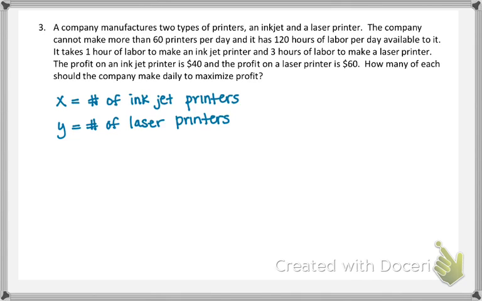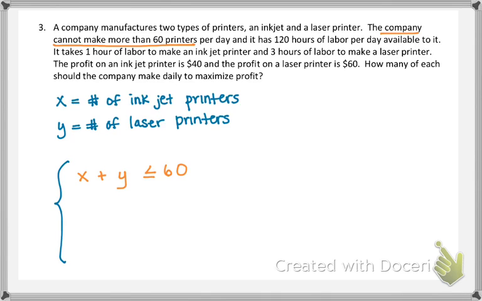Okay, so now again, let's figure out what we are restricted by. What are our constraints? Okay, the first one looks like the company can make no more than 60 total printers a day. So the total number of printers, that would be all the inkjet printers, x, plus all the laser printers, y, has to be no more than 60, less than or equal to 60.